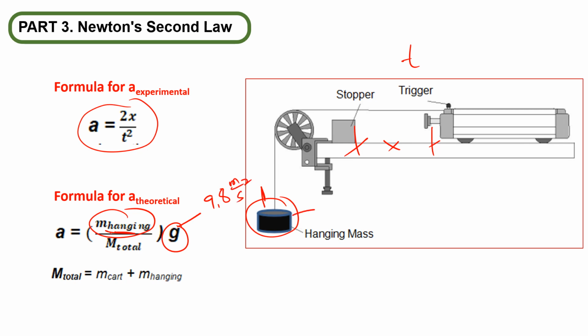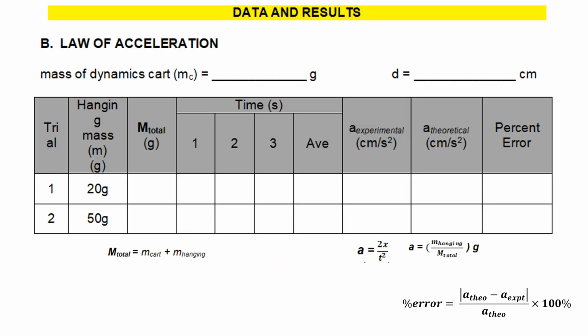Meaning in this one, we need to convert this, or we can actually use 980 centimeters per second squared, because the given here is in grams. But if this is expressed in kilograms, then we need to use 9.8 meters per second squared. Let me erase this one. So divided by the total mass, that will be the mass of the cart plus the hanging mass.